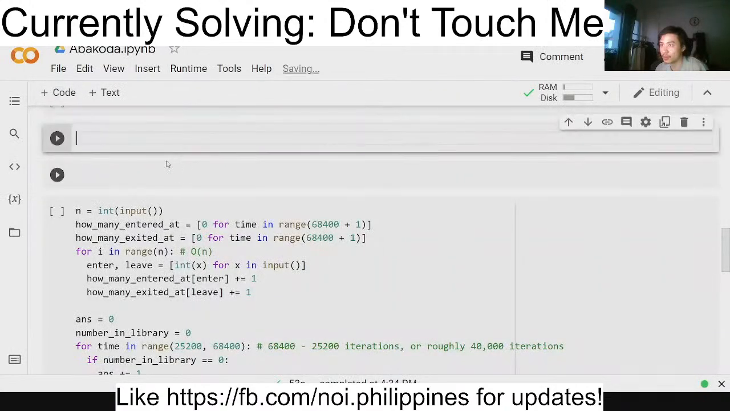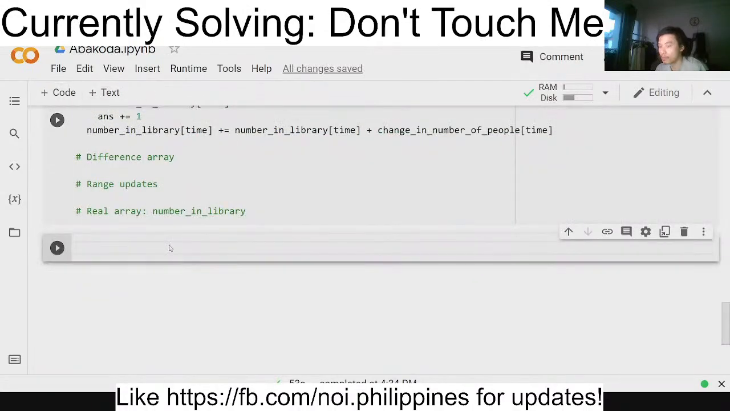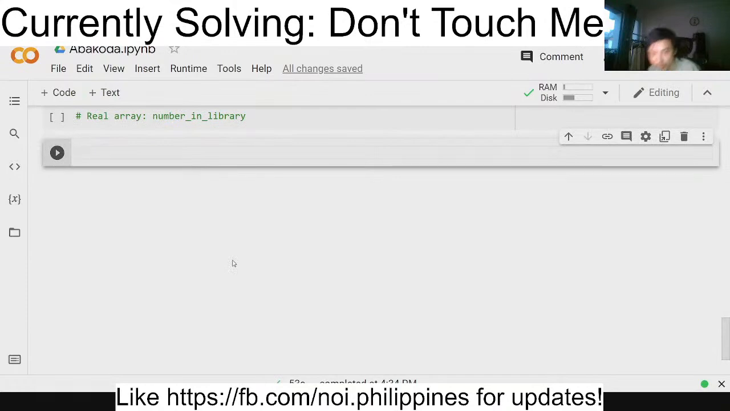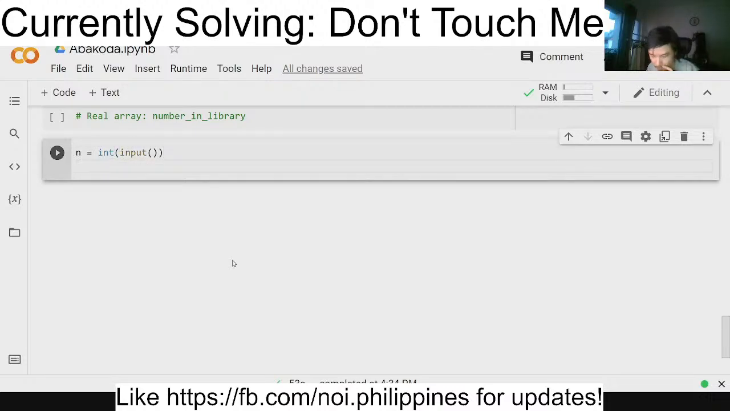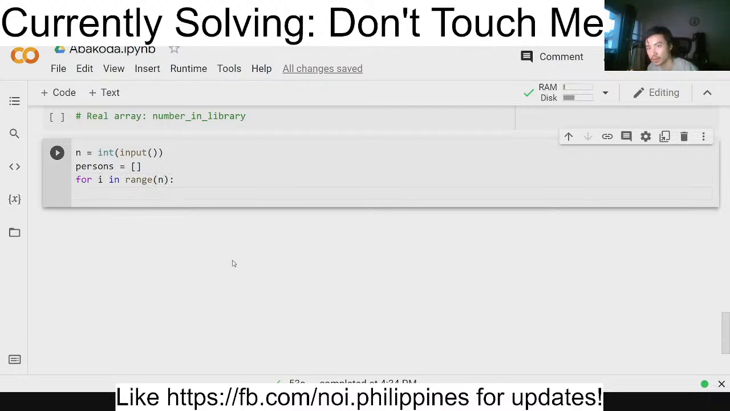So we can do this. So we can say, okay, first let's read the input, and then each person has enter time, leave time, and also what? Yeah, let's read it. Enter time and leave time.